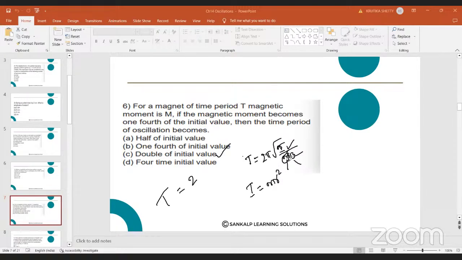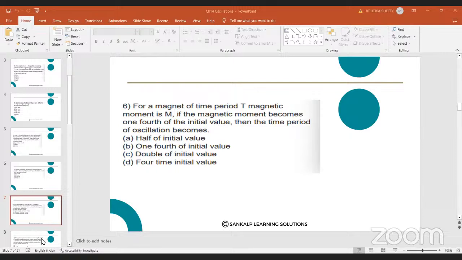So sometimes instead of magnetic moment, they may ask you about mass also. If the mass is becoming 1/4 or if the mass is becoming double, what happens to your time period? That type of questions also come. So when you look at a question, think from a different angle. So here when the magnetic moment is becoming 1/4 of the initial value, your time period is increasing by twice. Option C.